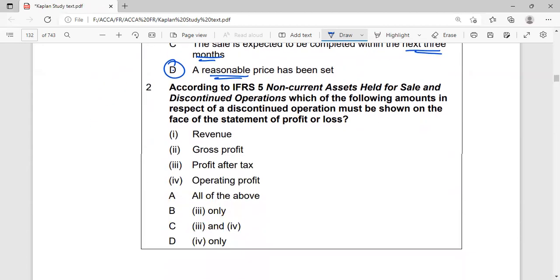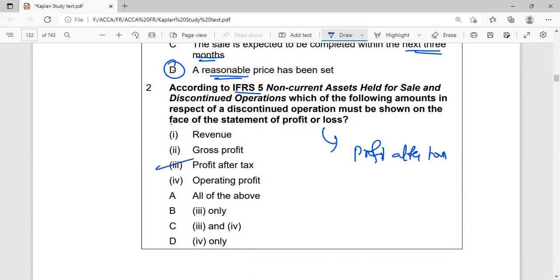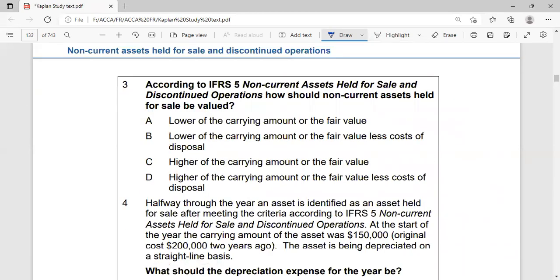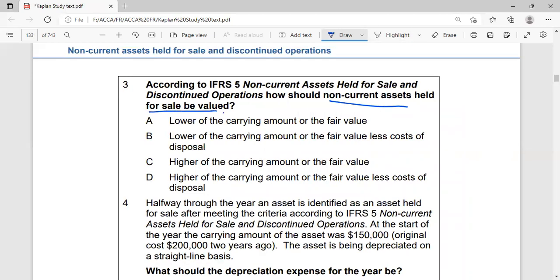Next. According to IFRS 5, non-current asset held for sale and discontinued operation, which of the following amounts in respect of discontinued operation must be shown on the face of the statement of profit and loss? Nothing but profit after tax. So only 3. B. Next. According to IFRS 5, how should the non-current asset held for sale be valued? Lower of carrying amount and fair value less cost to sell. Nothing but B.